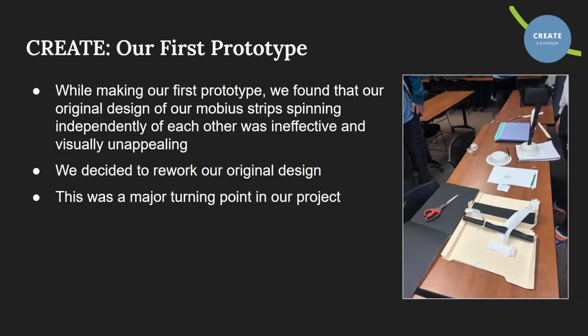So to test this design, we made our first prototype. This was just out of cardboard and paper. When we went to test this, though, we saw that having Mobius strips spinning independently of each other was design-wise hard to implement as well as visually unappealing. So this is where we had to rework our design and go back a few steps in the design cycle. And it became really a major turning point in our project for what we wanted our new design to look like.